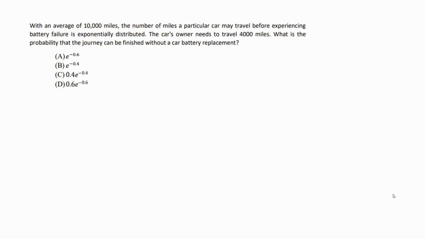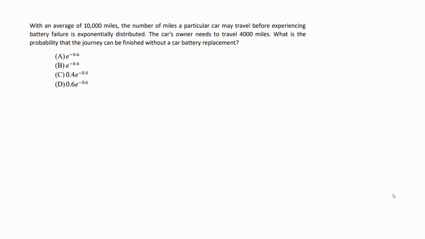So what is given here is that there is a car and its battery failure generally happens after 10,000 miles. If a person wants to travel just 4,000 miles, what is the probability that the person does not need a car battery replacement? That probability must be fairly high because the battery works 10,000 miles without any issues. Now, given here is that it is exponentially distributed.